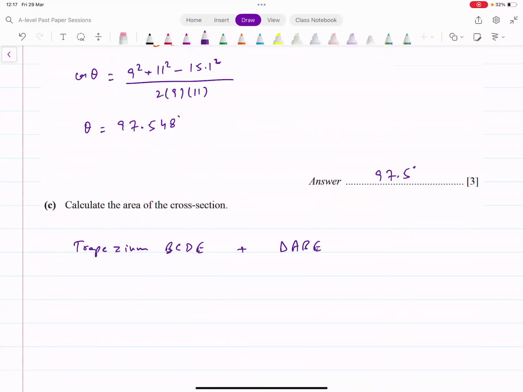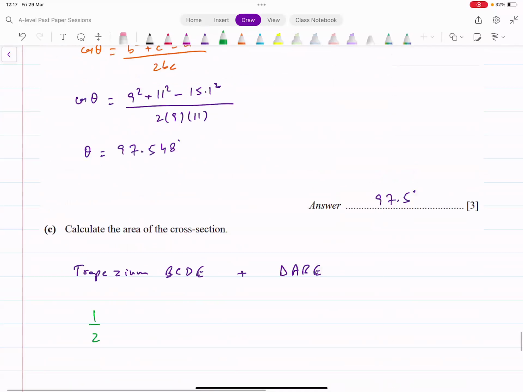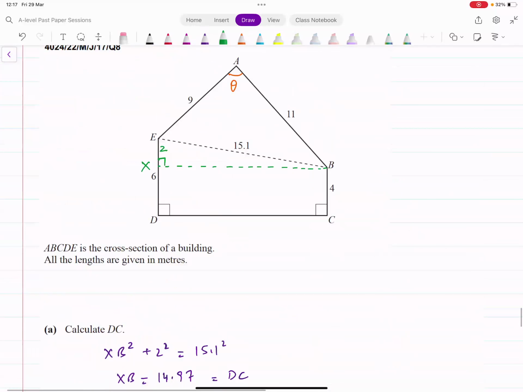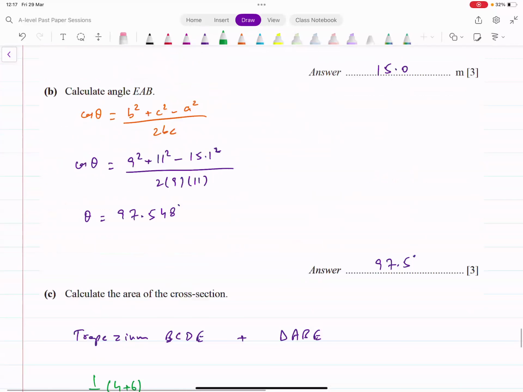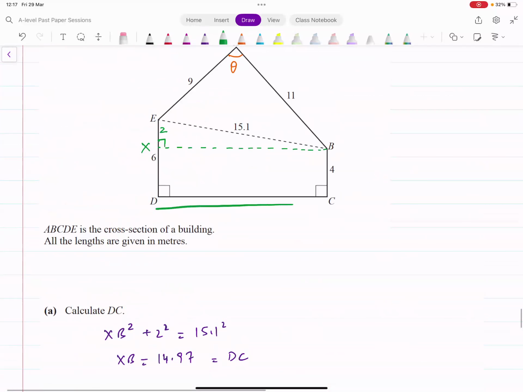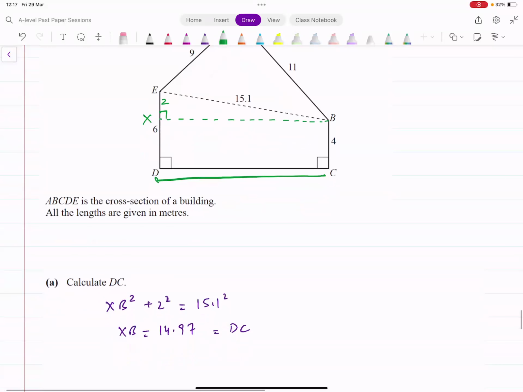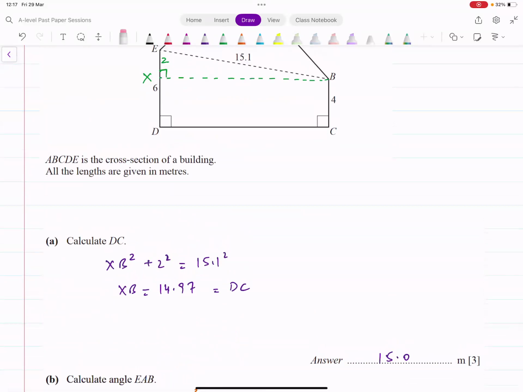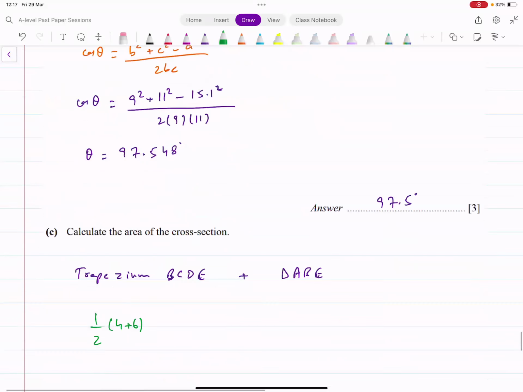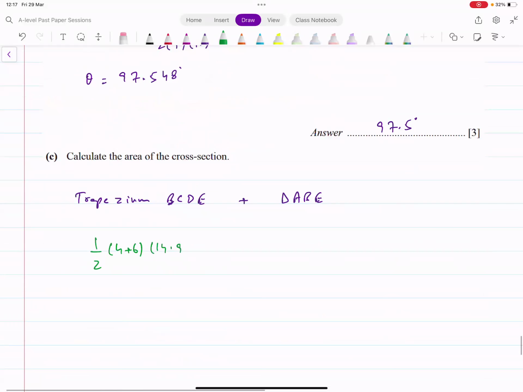Now, what's that? Half into sum of parallel sides. What are the parallel sides? 4 and 6. Into height. Height is the distance between the perpendicular sides. What's that? We found that in the first part. It was 14.97. Let's use that. This is the area of the trapezium. Add to this the area of the triangle.